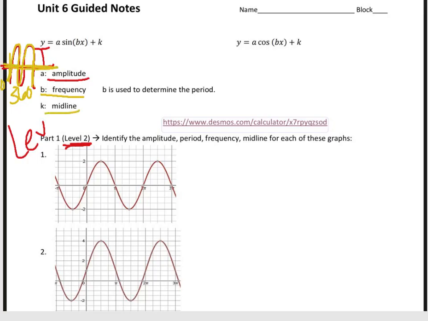Midline is just where the middle of the graph happens. And then I kind of jumped over the period here. It's based on the frequency. It's just how long it is between going through one whole cycle, or before your graph repeats. So let's practice this a couple of times. Identify the amplitude, period, frequency, and midline for each graph.